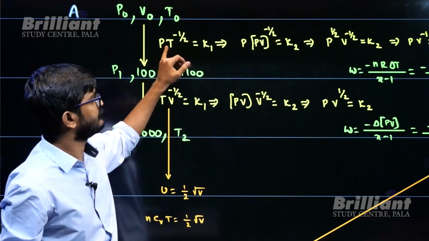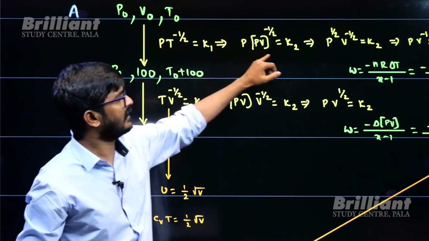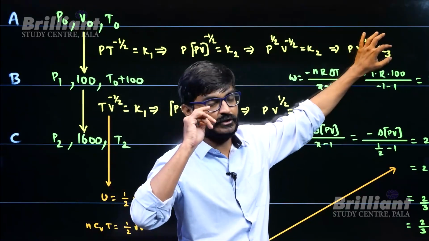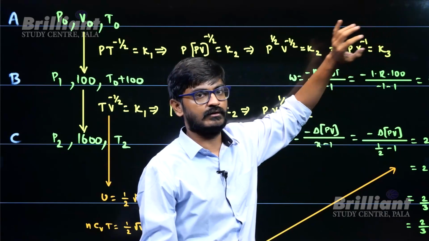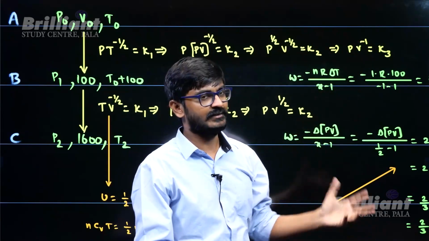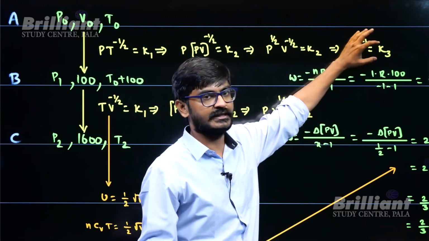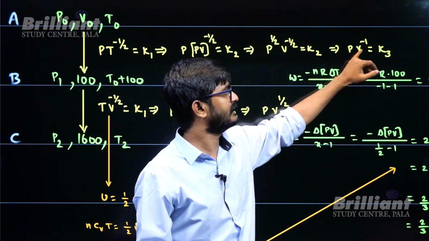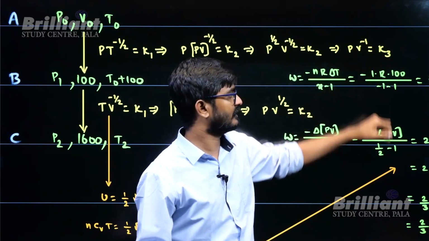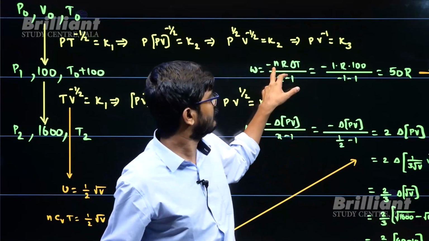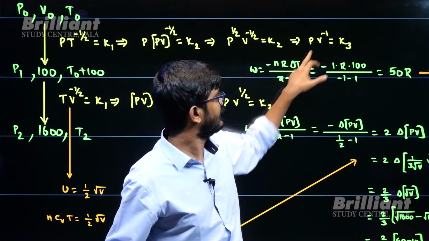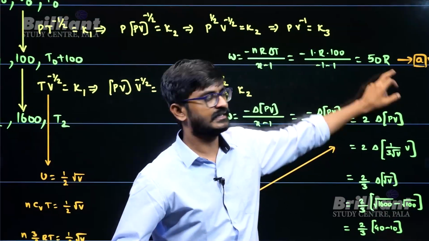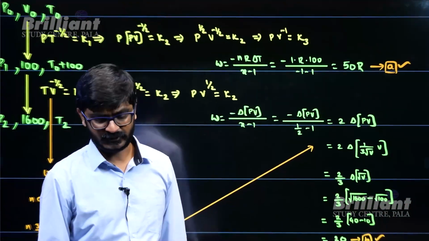All these things I will use with the gas law and convert into PV power X is constant form, because PV power X is a polytropic process and we can integrate it. But I know if it is a polytropic process, without integration I can calculate the work done as nR delta T by X minus 1, where this is in PV power X form. So n is given in the question, R value I know, X value is minus 1, and delta T is given as 100. So from there the answer will be 50 R. Work done in the first process is 50 R.